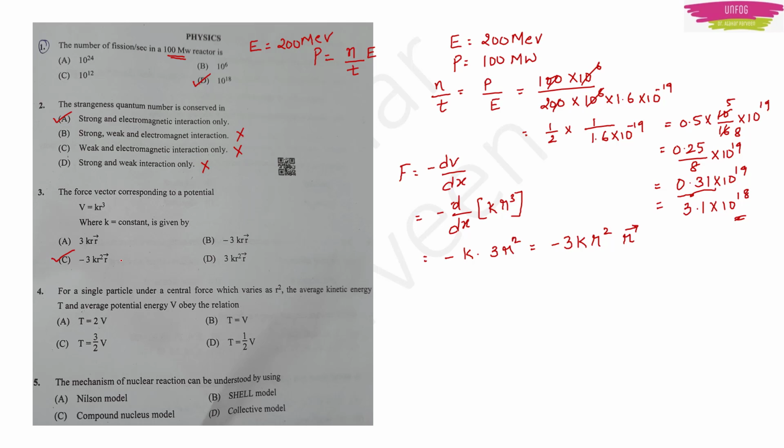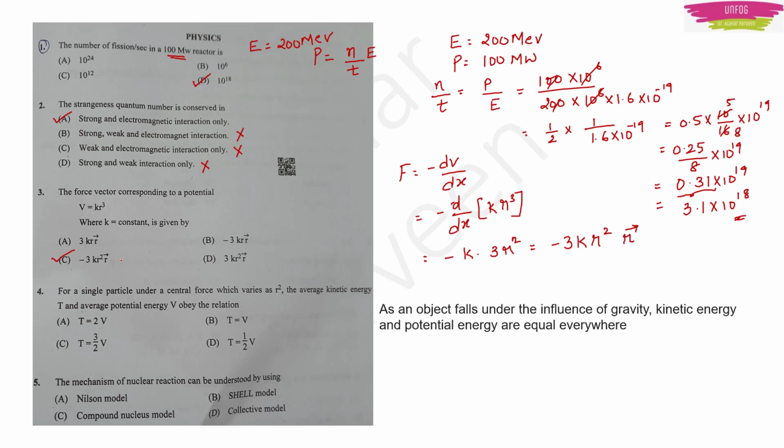Now the fourth question. For a single particle under a central force which varies as r square, the average kinetic energy T and average potential energy V obey the relation. They have given 4 options. These options are actually a little bit confusing, but if you know the concept, then it is very simple. Actually, as an object falls under the influence of gravity, kinetic energy and potential energy will be equal, isn't it? Now, central force means gravitational force is one of the good examples of central force, right? Gravitational force and Coulomb force. So here, kinetic energy will be equal to potential energy. So option B will be the right answer.